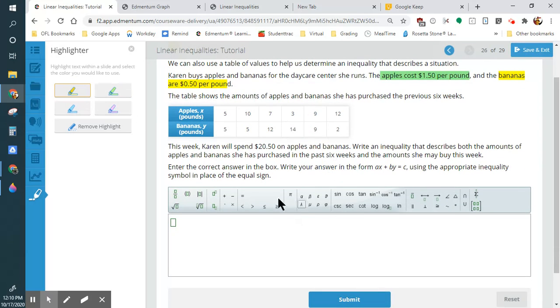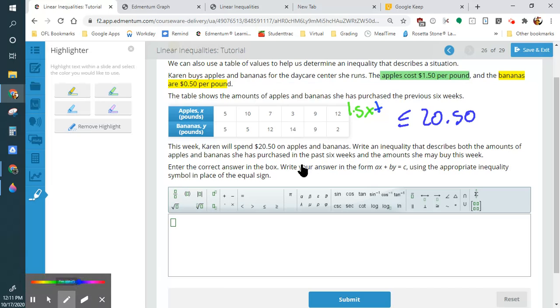All right. And then Karen has that much to spend. So obviously she can't spend more than her budget. Her budget, she has to have spent less than or equal to $20.50. And we're going to assume that our green here, our apples, $1.50, I'm going to call that X. And we're going to add that to 50 cents a pound for bananas.